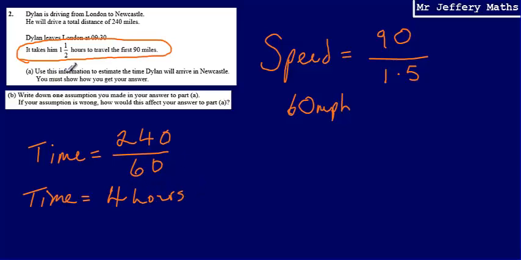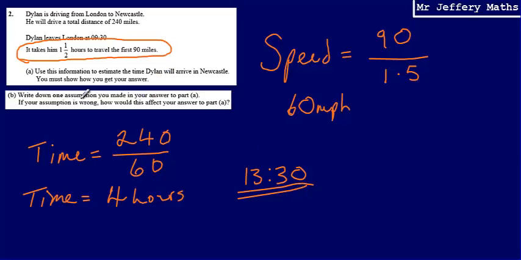We're asked to estimate the time that Dylan will arrive in Newcastle. He set off at 9:30, so 4 hours after 9:30, what we can say is that he's going to arrive there at 1:30. Okay, so our answer to part A is going to be 1:30.